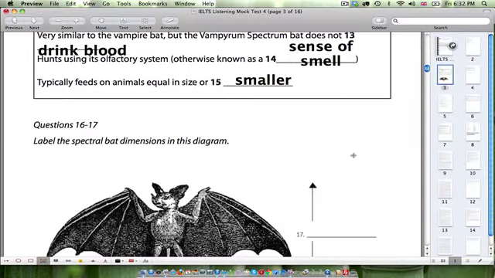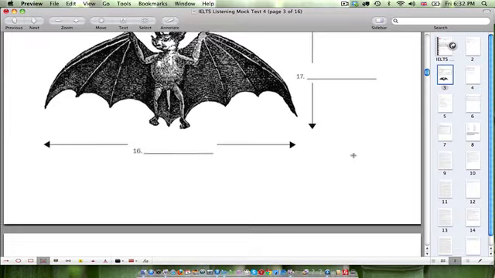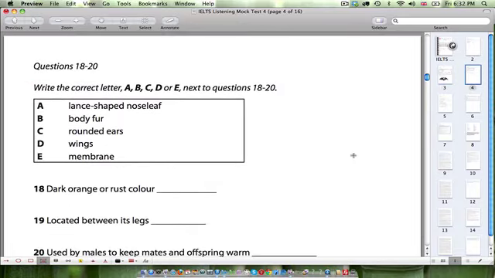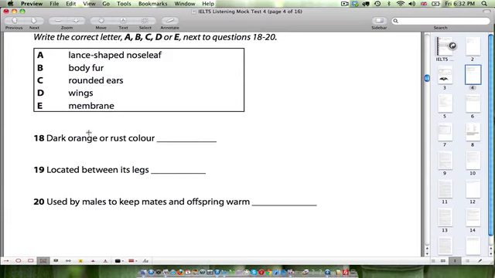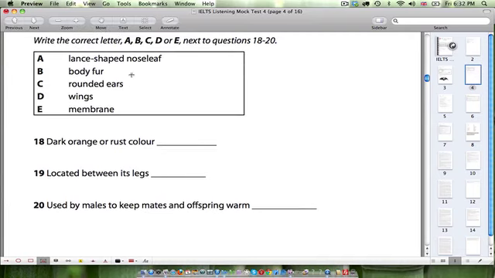16 to 20. Okay, previewing 16 to 20. Okay, we already talked about those. Let's look at these ones. Write the correct letter A, B, C, D, E next to the questions. Okay, dark orange or rust in color. Now these look like different parts of the bat, body fur, rounded ears, wings, membrane located between its legs, used by males to keep mates and offspring warm. Offspring means its babies, mates means the animal that it has produced the babies with. So it looks like we're going to have to match these body parts with these descriptions.